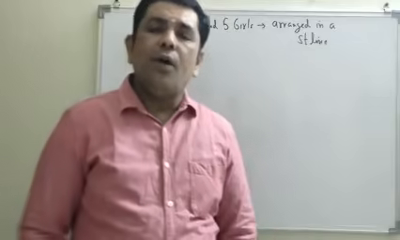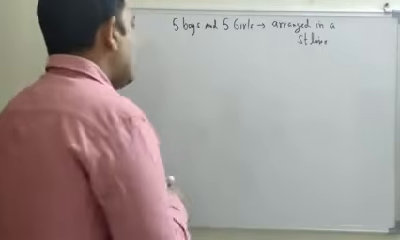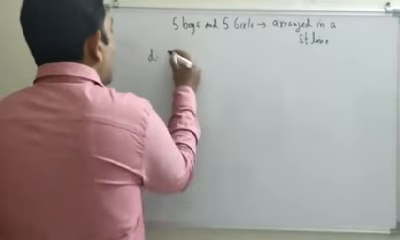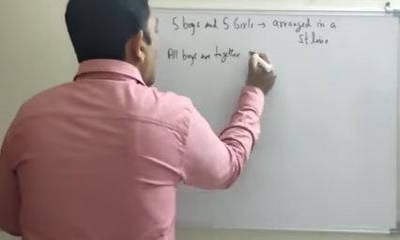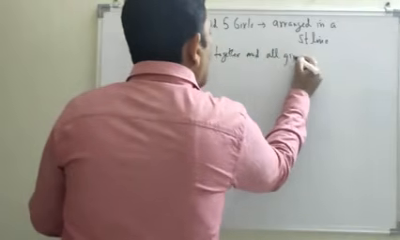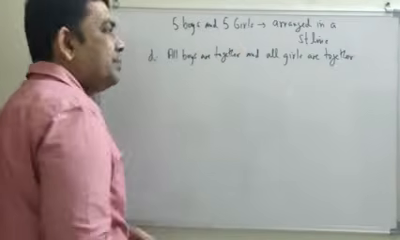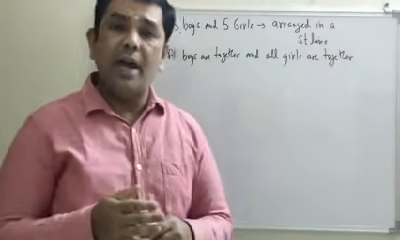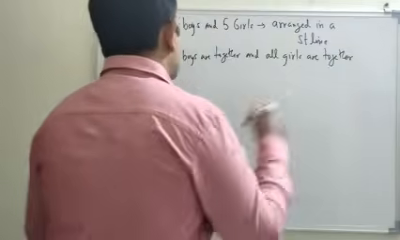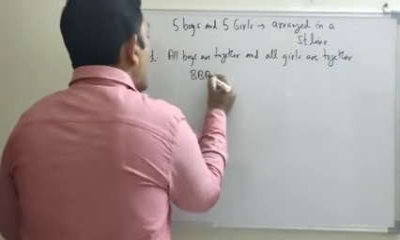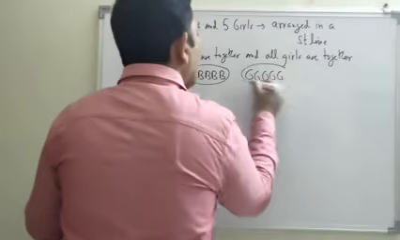Right. Now let me give you another example using the same data. Okay, so part D. All boys are together and all girls are together. All the boys are together and all the girls are together. Correct? An additional condition. So now what we will do? We will take all the 5 boys as one group. We will take all the 5 girls as one group.